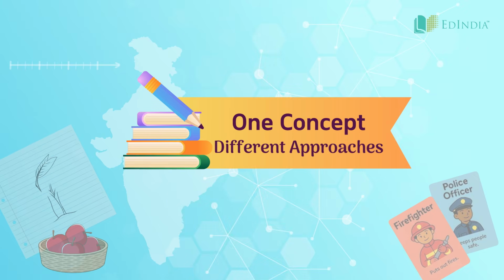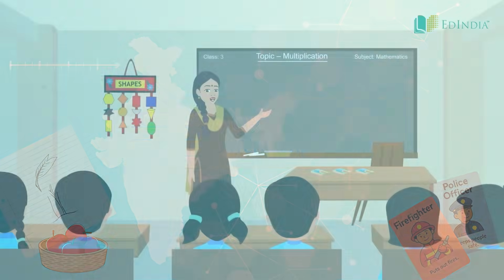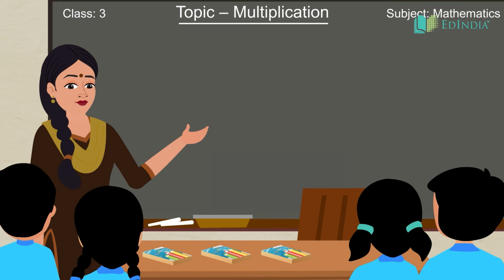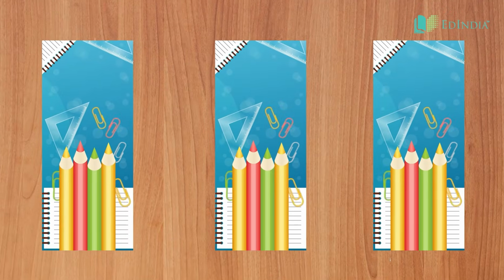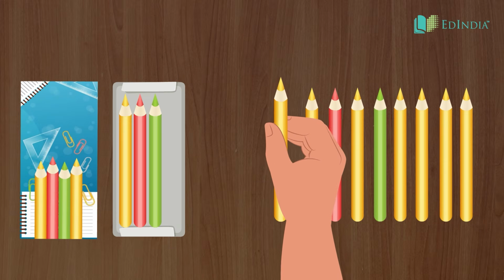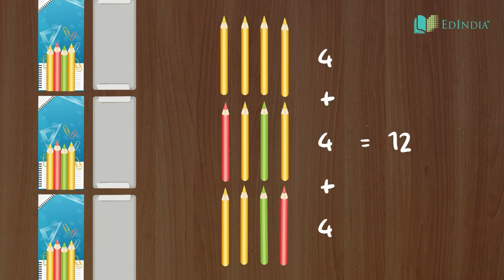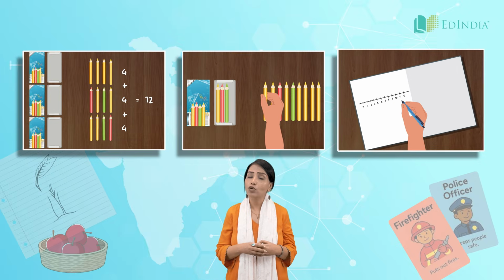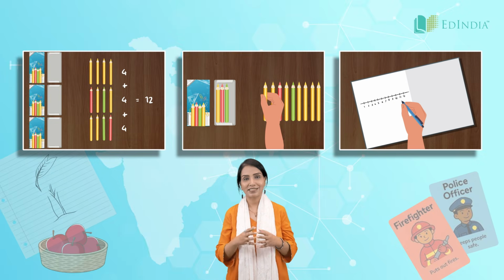Today we will learn about how one concept can be taught using different ways in the classroom. Imagine you are teaching a class for the first time. You ask students to find the total pencils in 3 boxes of 4 each. Some count one by one, some arrange them in rows and others use a number line. That is when you realize that to reach every learner, the same concept must be taught in different ways.